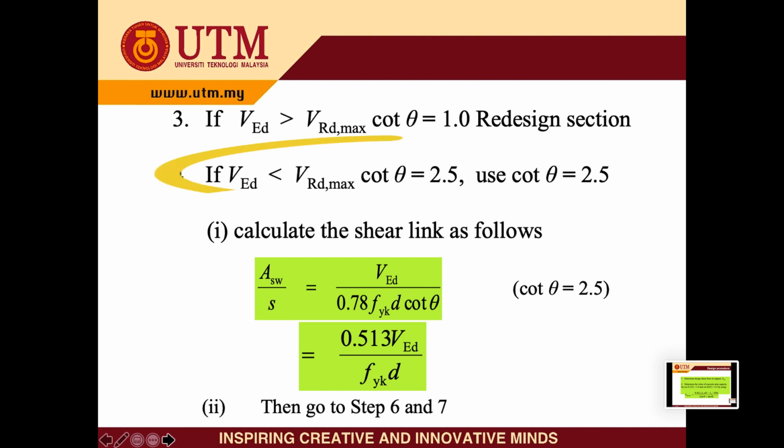Step number 4 is for if your VED is less than VRD max when cot theta is 2.5, or when the theta of the strut inclination is 22 degrees. So in this case, you need to calculate the vertical shear link using the following equations. Then we need to calculate the minimum link at step 6.